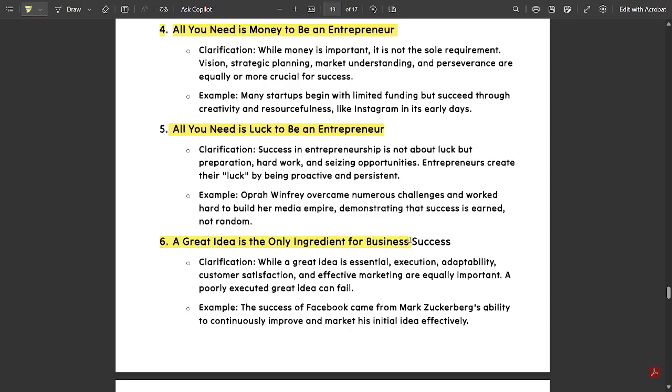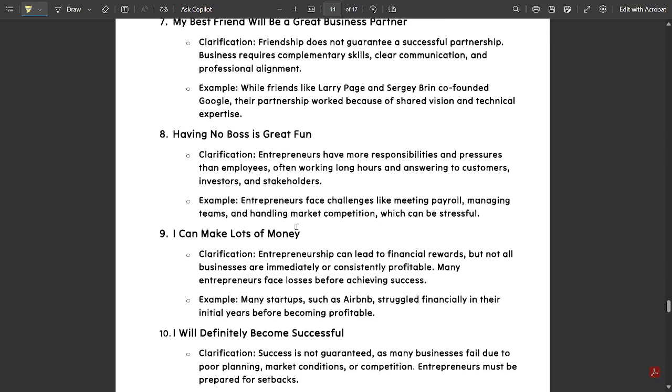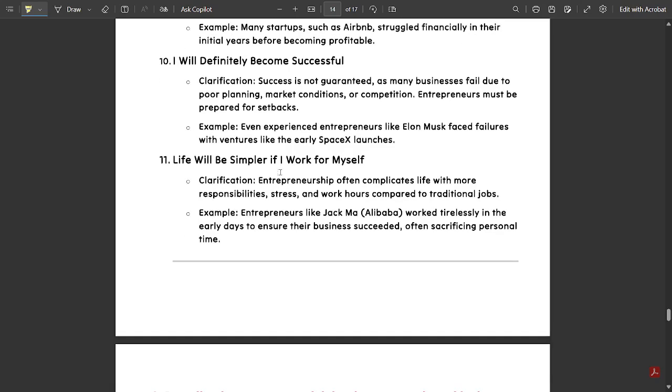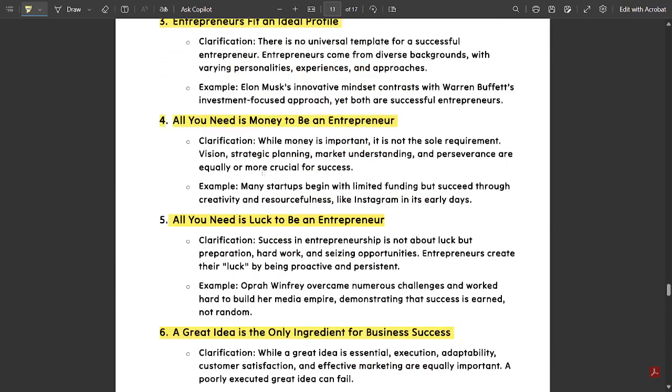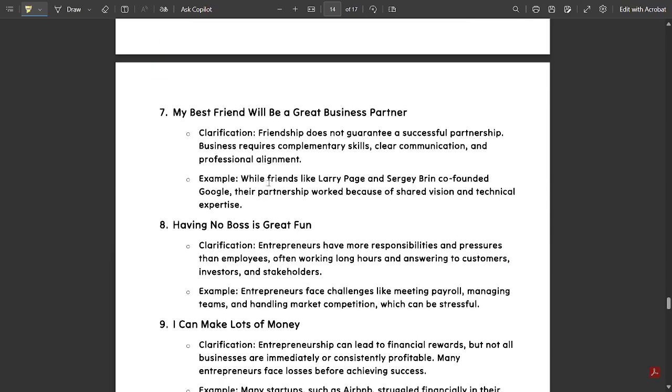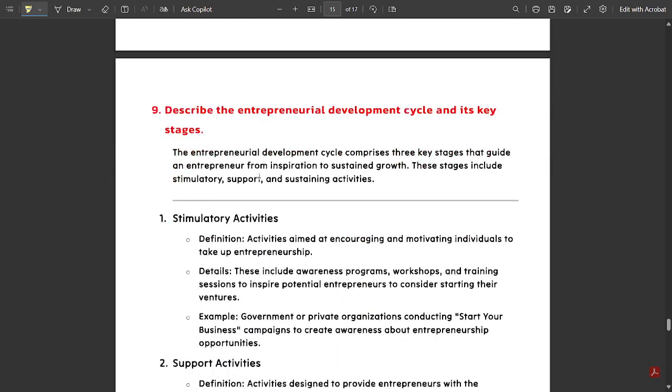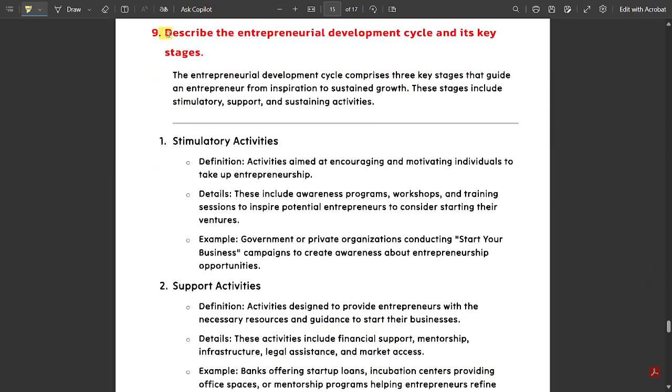A great idea is the only ingredient for business success. So this is one more myth. Again, we have a lot of myths here. I've written it down, but again, you can choose any one of them. If this question is of 10 marks, if you write any 5 to 6 myths, it's more than enough, but the explanation is required. So next question: describe the entrepreneurial development cycle and its key stages.